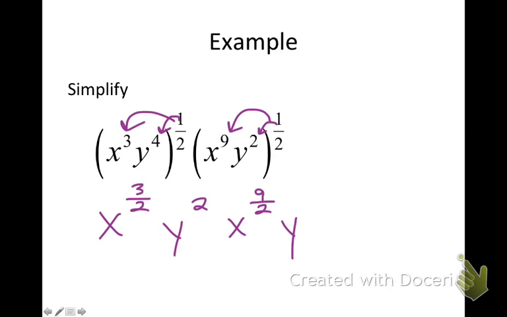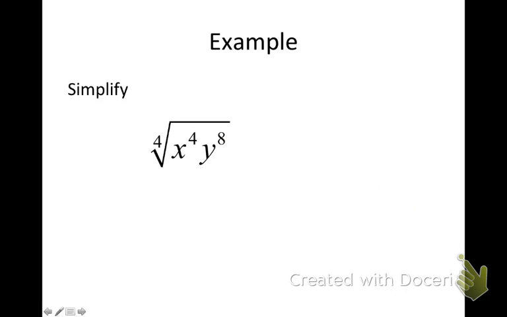Now what am I going to do with my exponents on the x? Add them. 3/2 plus 9/2 makes 12/2, which is 6. Good. So x to the 6th. Y to the 3rd. Good. That's the answer? Nope, we got one more to do. I have to get x to the 6th. Oh. 3/2 plus 9/2 is 12/2. 12/2 is 6. All right.